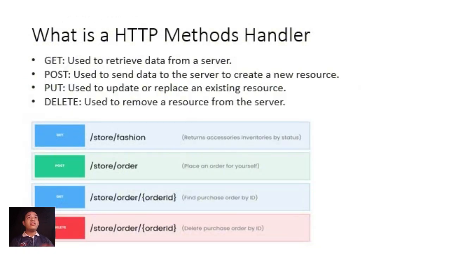Next is, what is an HTTP method handler? There are four handler methods here. As you can see, there is get, post, put, and delete. Let's start with get. Think of get as a way to retrieve data from a server. Whether you visit a website or request information from an API, you're using a get method.